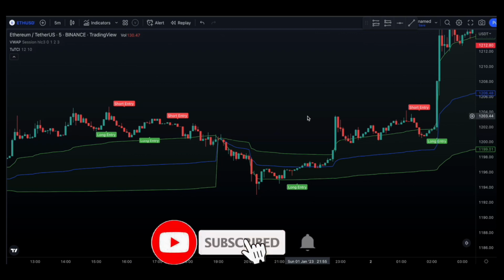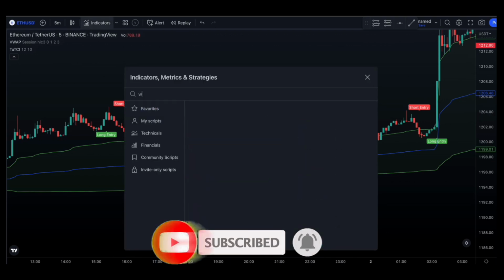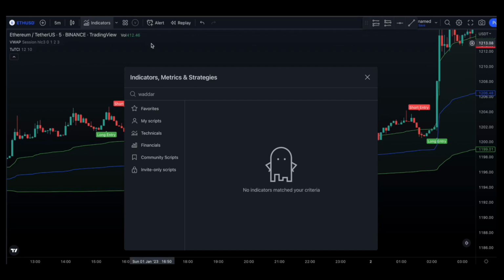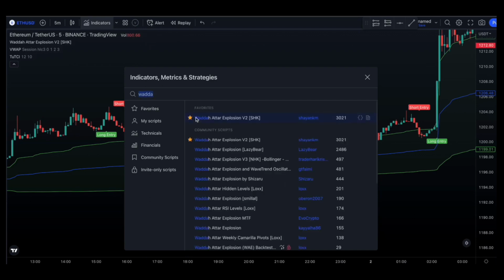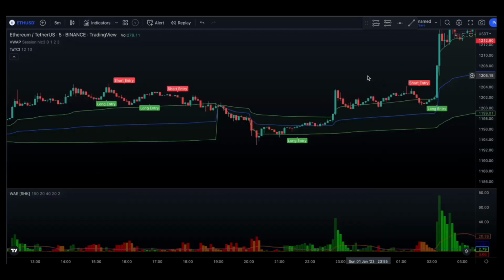The final step will be to add the third confirmation. So access the Indicators menu one more time and search for WADA Adder Explosion. Enable this indicator by Xi'an KM. In the Style section, uncheck some of the options.